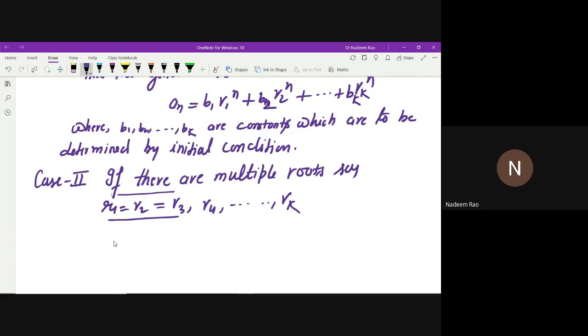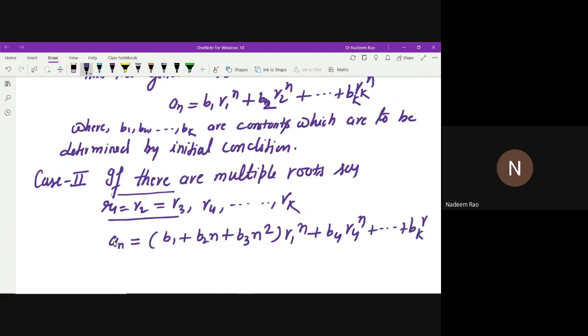Then the general solution is written in the form a_n equals (b1 plus b2 n plus b3 n^2) r1^n plus b4 r4^n, and all the remaining roots are written like bk rk^n. Okay, here r1 is the triple root.